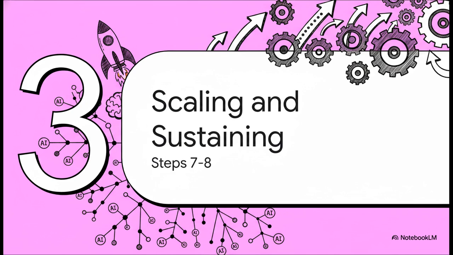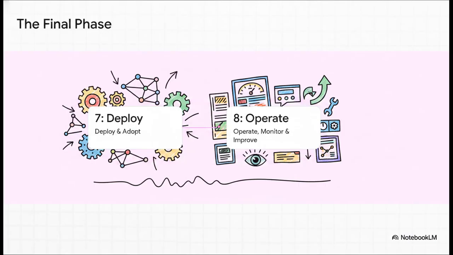Let's say the pilot was a huge success. Congratulations. But hold on, the journey isn't over yet, not by a long shot. The final phase is all about scaling that value and, just as importantly, sustaining it across the entire organization. This last phase has 2 really distinct steps. Step 7, deploy and adopt, is about getting the solution out there into the wild and making sure people actually use it. Then you move into step 8, operate, monitor, and improve, which is the long-term commitment to keeping the solution effective and valuable for years to come.